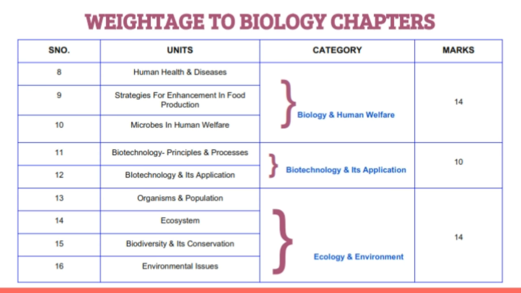And under category 4, biotechnology and its application, there are 2 chapters and these are biotechnology principles and processes, and the second one is biotechnology and its application. Under the 5th category, ecology and environment, 4 chapters are included and they are organisms and populations, ecosystem, biodiversity and its conservation, and the last one is environmental issues. Now let us see what topics you have to focus on while preparing each category.